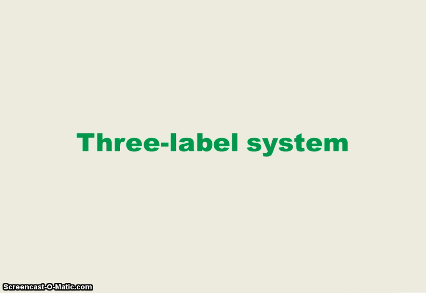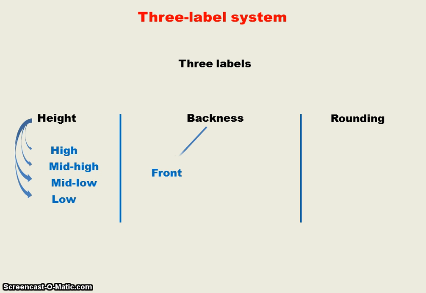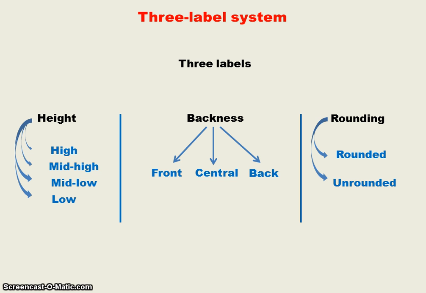We describe vowels using a three-label system. Let's see how this works. The three-label system is based on the three dimensions we have seen so far: height, backness, and rounding. In terms of height, there are four values, the first of which is high, the second mid-high, the third mid-low, and the fourth low. In terms of backness, we distinguish between three values: front, central, and back. Rounding: there are two rounding values, rounded and unrounded.